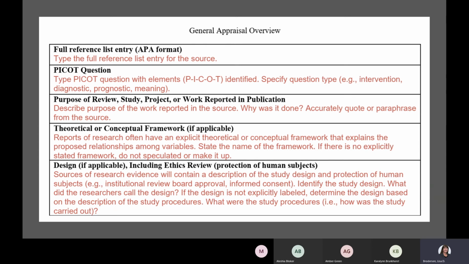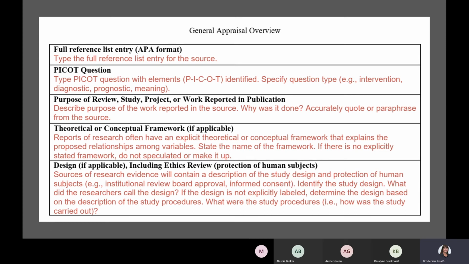So regarding the purpose of the work that's reported in the source, you want to describe that purpose and just consider, why was it done? Why was the study done? Why was the project done? And then I recommend that you accurately quote or paraphrase from the source what the purpose statement was.